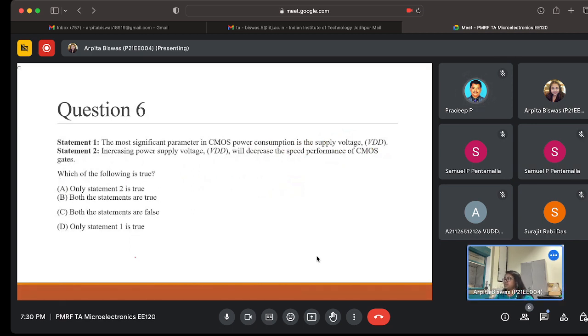So the question number 6 is: statement 1, the most significant parameter in CMOS power consumption is the supply voltage VDD, and statement 2, increasing the power supply voltage VDD will decrease the speed of performance of CMOS gate. Which of the following is true? The first option is only statement 2 is true. The second option is both the statements are true. The third option is both the statements are false, and the fourth option is only statement 1 is true. So please go through the question carefully, and I think all of you can give the answer.